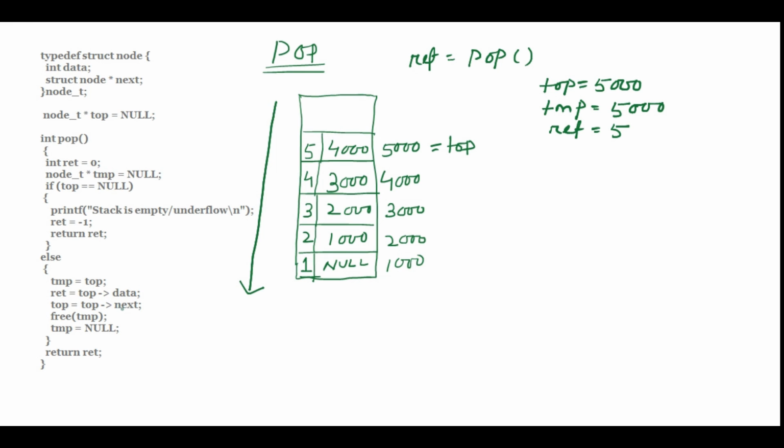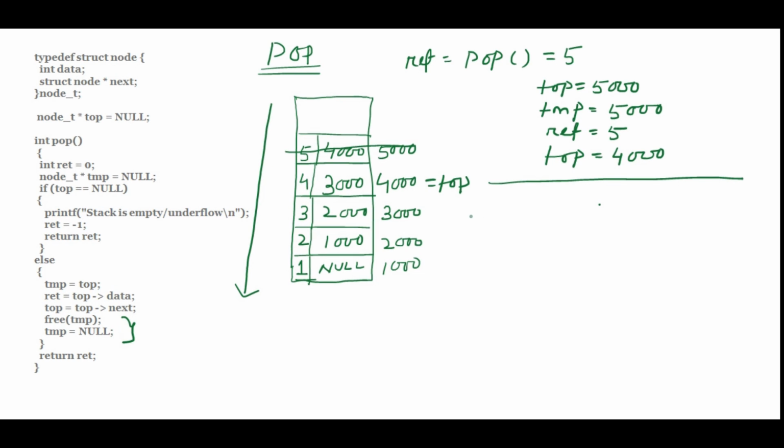Then top equal to top of next. Top of next is 4000. So top will be 4000. Now you are freeing the node and making it null. Free of temp. Temp is 5000, so you are freeing it and assigning it null. So top is now this one, and you are returning the return value. Return value here is 5. So in this way you have successfully popped the element from the stack.